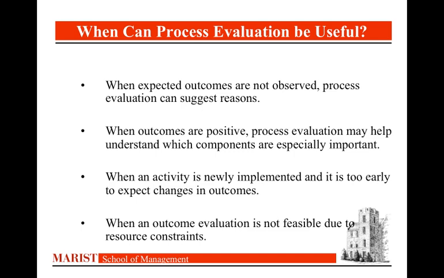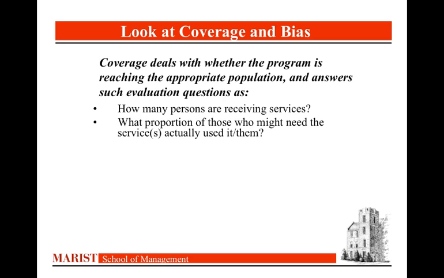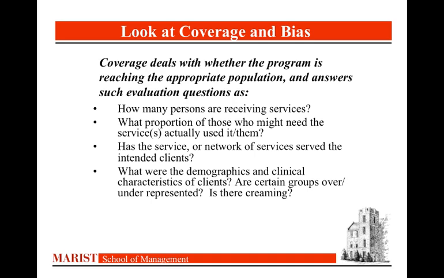We're also going to talk about coverage and bias. Coverage is whether the program is reaching the appropriate population, the people that you want it to reach. And so you can have issues of whether or not people are receiving services, whether or not enough people are receiving services. You want to see whether or not people are actually using the services that they receive. Did it go to the right people, the intended clients? And then what is the makeup of those people? What are they like? Are you only picking the cream of the crop, the people that are most likely to have a positive outcome, and not hitting the people who maybe need the services the most?